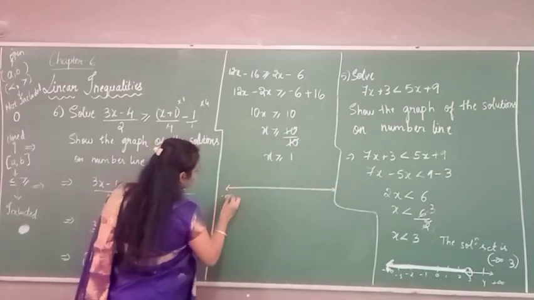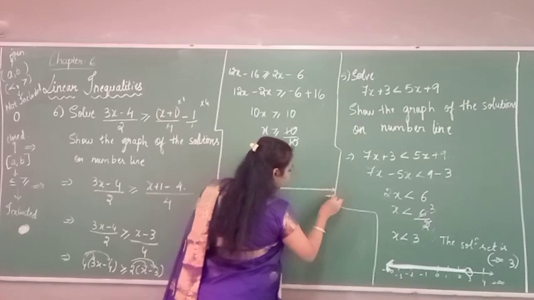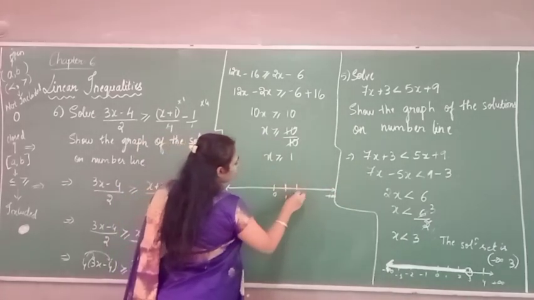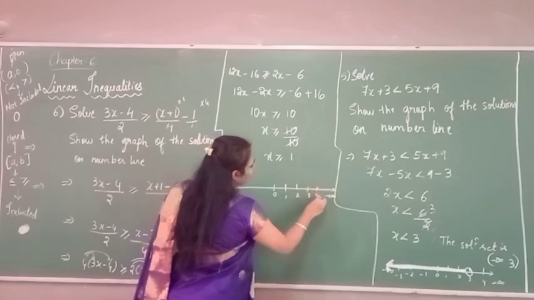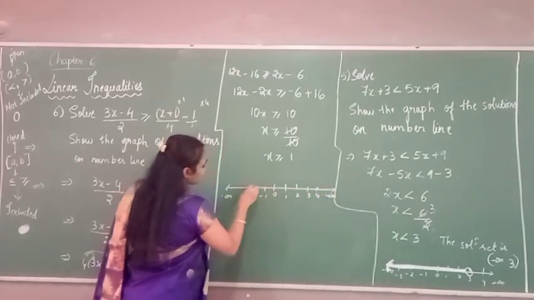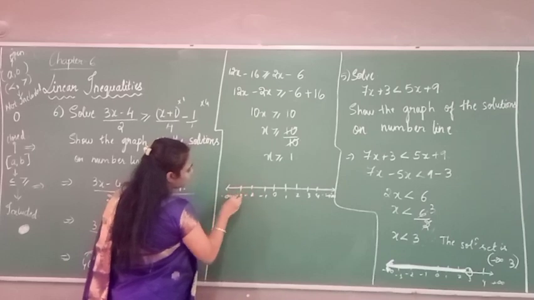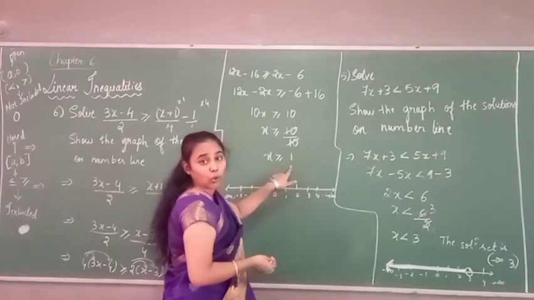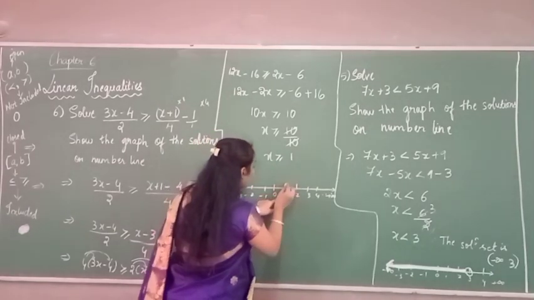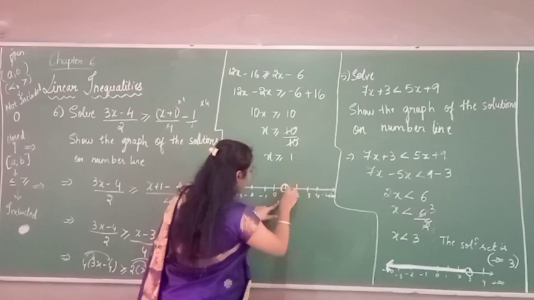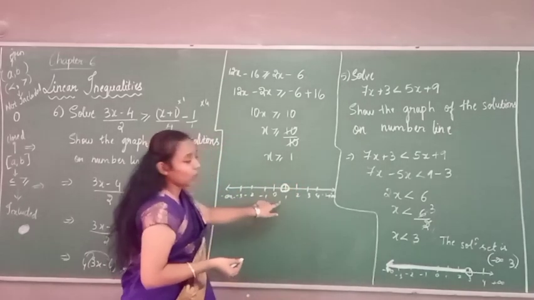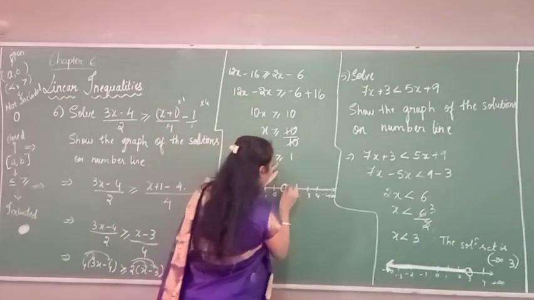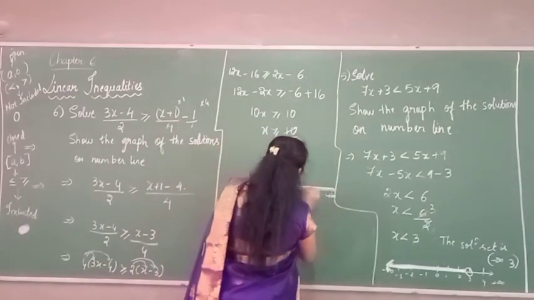So it will be minus infinity to plus infinity. Hope you are understanding what I am doing here. 0, 1, 2, 3, 4 and so on. Minus 1, minus 2, minus 3 and so on. So here you can see x is greater than or equal to 1. So here I'm going to just consider a circle in place of 1. As it is said greater than or equal to, so it will be towards plus infinity.